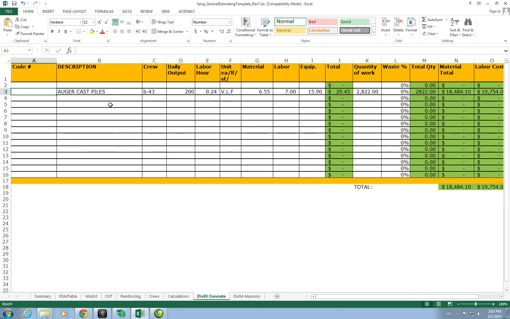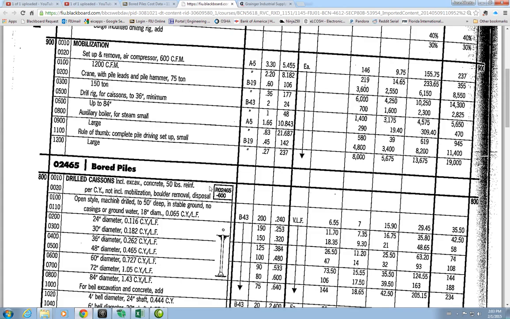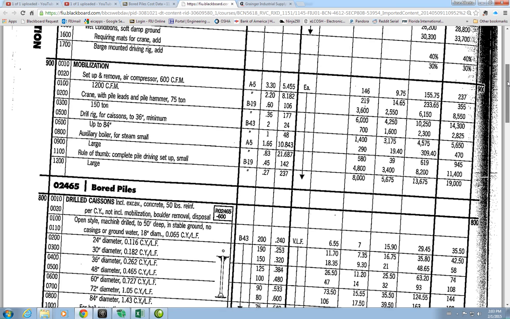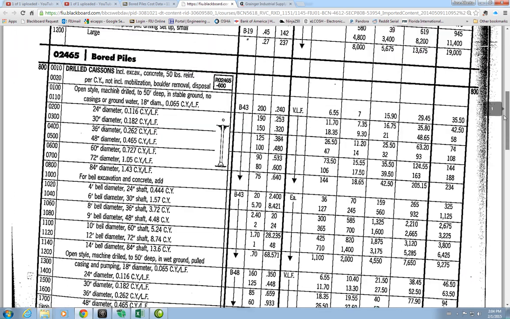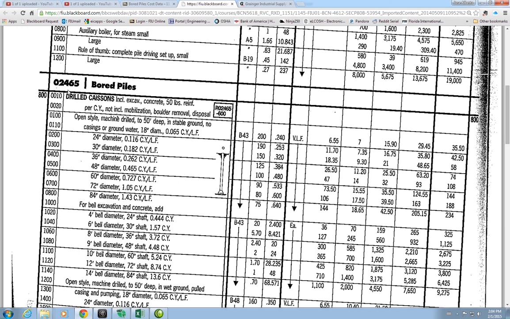We see that in the sheet there is a space for the code. The code is given by the RS Means tables. So in this case, the first portion of the code is the title for the foundations and load-bearing elements. So this is 02450, and then it's followed by the bore piles, 02465. 5 will be the number for bore piles, then 800, and then finally the number that we're using for this line cost is 0110.